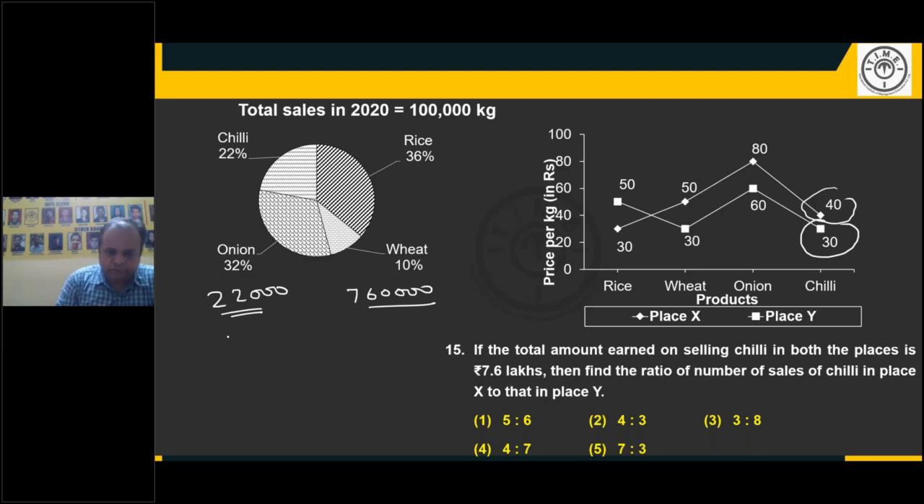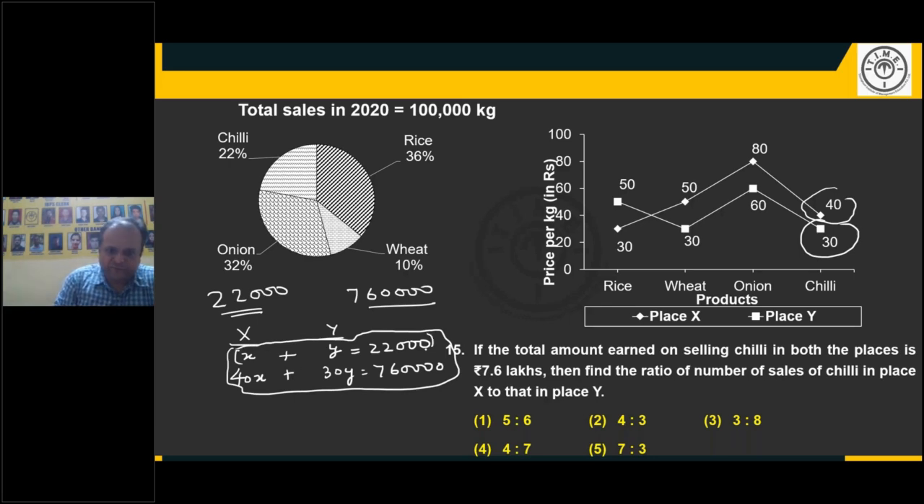I assume there would be two equations that will come into picture. At place X, if X is sold, at place Y, if Y is sold. So the first equation would be X plus Y is equal to 22,000, the total quantity. And at place X, the price is 40, so the amount at place X would be 40X. At place Y, the price is 30, so 30Y, and the total is 7,60,000. These are the two equations that need to be solved.